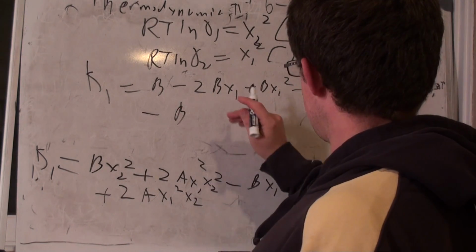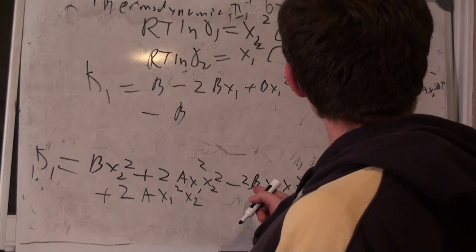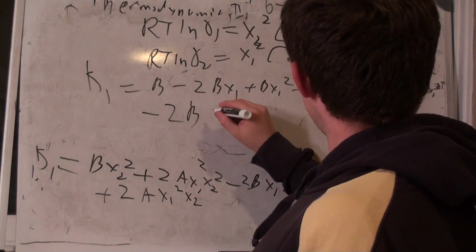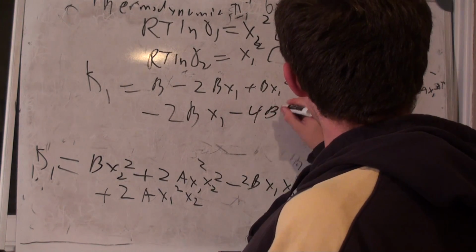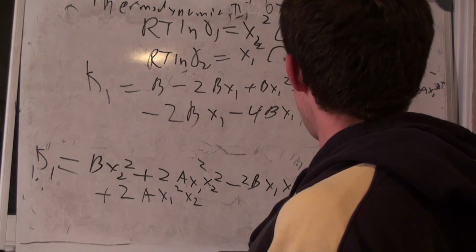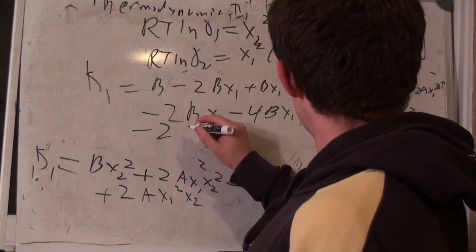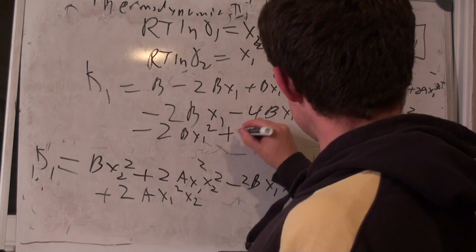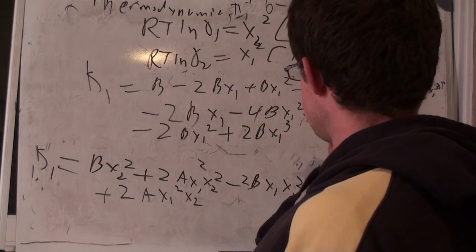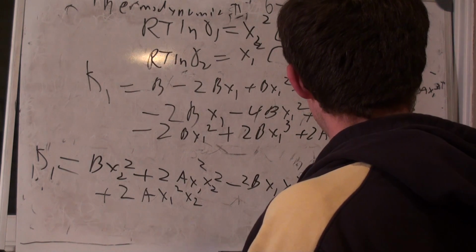Minus b. Oh, wait. That should have a 2. Yep, that should be a 2. Okay. And so minus 2bx1 minus 4bx1 squared plus 2bx1 cubed, minus ax1 squared minus 2bx1 squared plus 2bx1 cubed for that guy, and same thing with that guy, plus 2ax1 squared minus 2ax1 cubed.